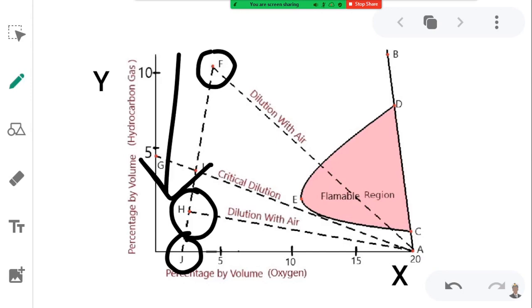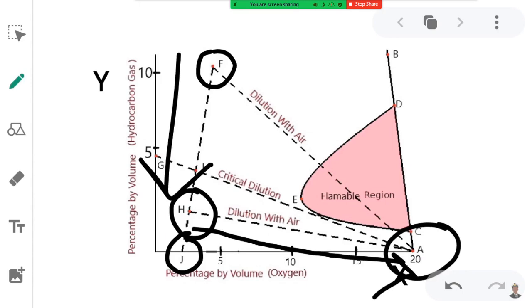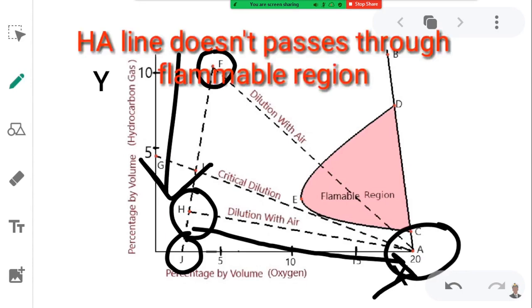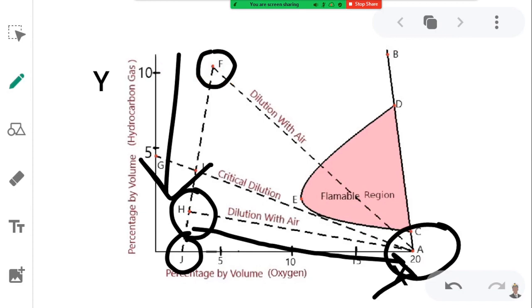So you can see it will go like this and reach the point 21%, that is point A marked on the x-axis. So you can see very clearly that the HA line doesn't pass through the flammable region, and it is not a hazardous process. Hence a safe condition is maintained throughout this process.